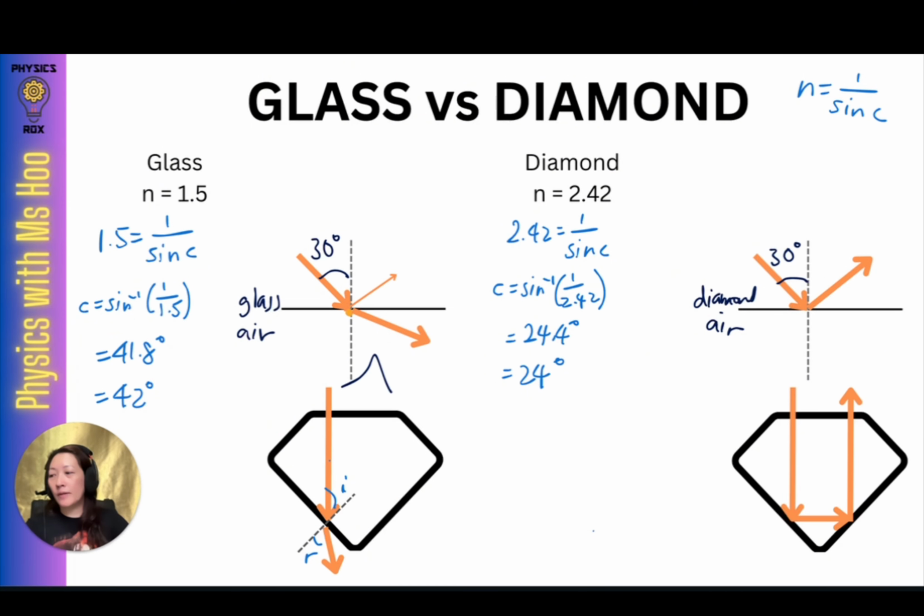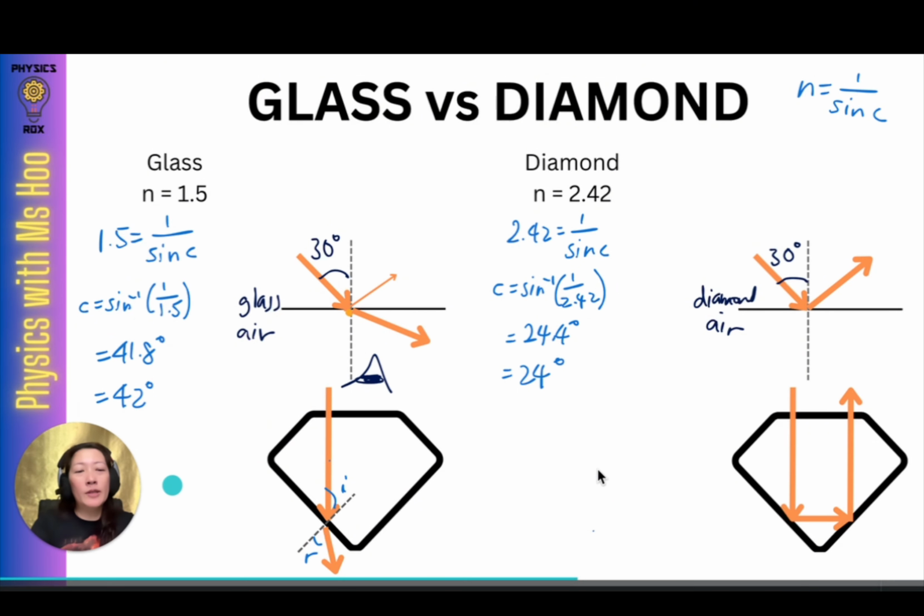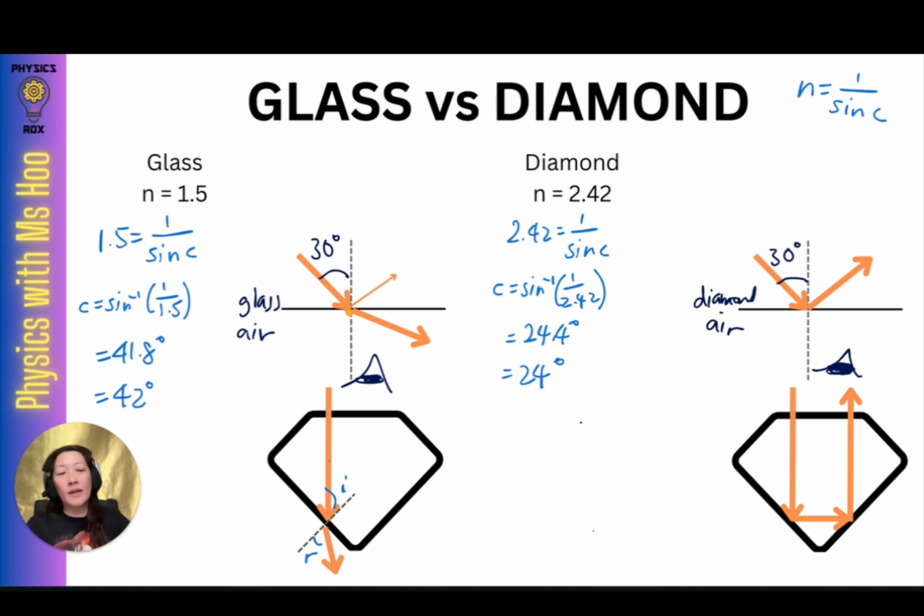So if you were observing the diamond from this side, for the glass piece, the light ray has refracted on the other side. So it doesn't reach our eyes. Therefore, when we look at this facet, it looks black. There's no light. But if you were to look at the diamond, because the light ray can reach our eyes, this face would look sparkly. So that's why diamonds appear to be sparkling so much more compared to a piece of glass that's cut the exact same shape.